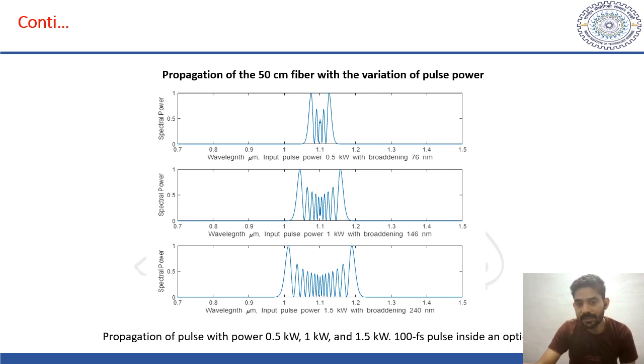Here we fixed the length of the fiber and varied the input power of the pulse. For 0.5 kilowatt we get a broadening of 76 nanometers, for 1 kilowatt we get 146 nanometer broadening, and at 1.5 kilowatt power we get a broadening of 240 nanometers. Here the input pulse remains the same, a 100 femtosecond pulse inside the optical fiber.